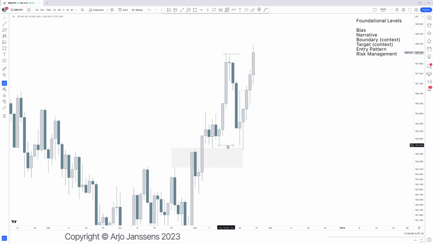But that is why it's very important. Yes, you also need to take into account the monthly. Yes, you need to take into account the weekly. Yes, the daily. Yes, the 4 hour. Yes, the 1 hour. Yes, the 15 minutes. But it's all going to make sense. So don't worry.